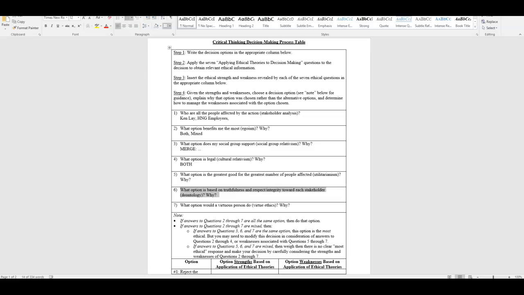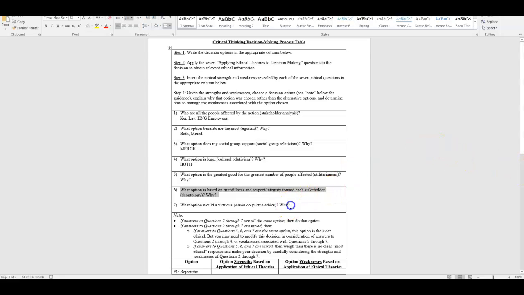Then the next question is, what option is based upon truthfulness and respect and integrity toward each stakeholder? Well, I'm going to be honest either way, so it's not a matter of truthfulness in this case. But which one respects each stakeholder? Option 1, rejecting the merger, or option 2, accepting the merger? I'd have to think that through, and whatever my answer is, I'm going to write it in that box, and then I'm going to explain it, just in one sentence.